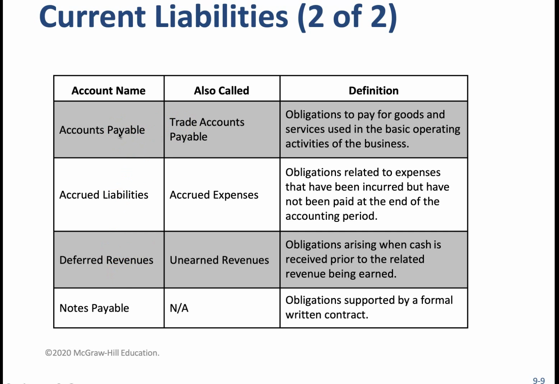Accounts payable, which is obligation to pay for the goods and services used in the basic operating activities of the business. Accrued liabilities, obligations related to expenses that have been incurred but have not been paid at the end of the accounting period. Deferred revenues are the obligations arising when cash is received prior to the related revenues being earned. Notes payable are obligations supported by a formal written contract.